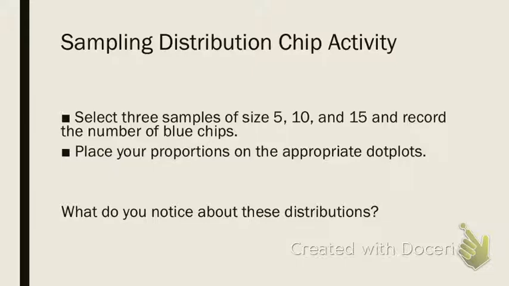So here our population was 40. Count how many blue are in the bag. There's 10. So if there's 10 out of 40, then what's my population proportion? P equals 0.25. One fourth of them are blue.